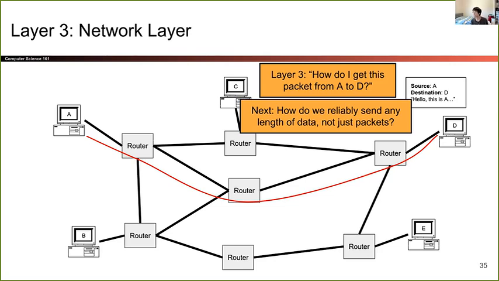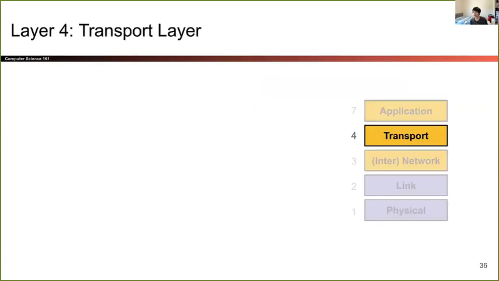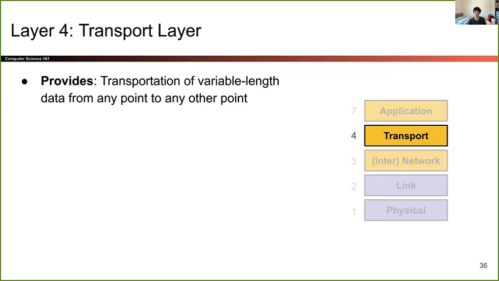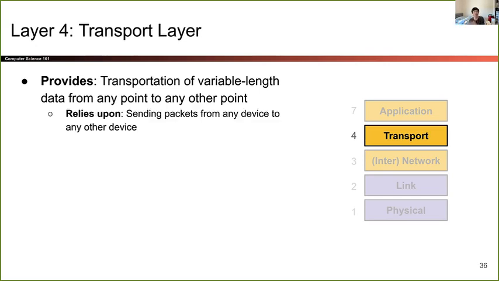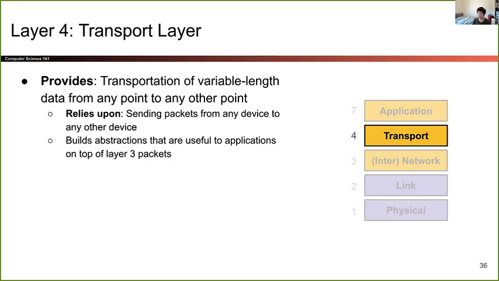All right, so that brings us to layer 4, the transport layer. This provides variable length data from any point to any other point, and it's going to rely on that packet sending structure that we talked about earlier. This layer also provides useful abstractions in general that most applications are probably going to want at some point, because IP just doesn't give us enough functionality on its own.